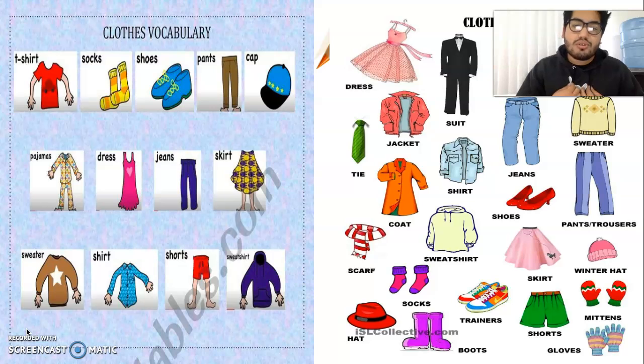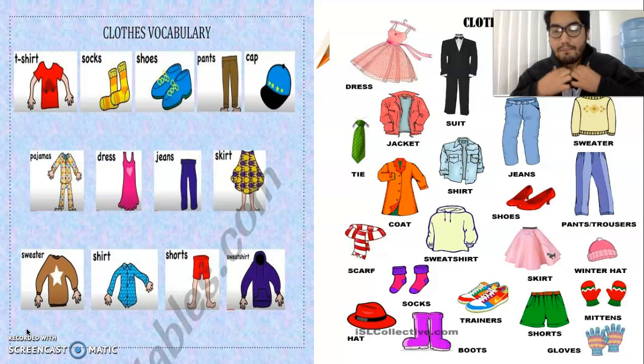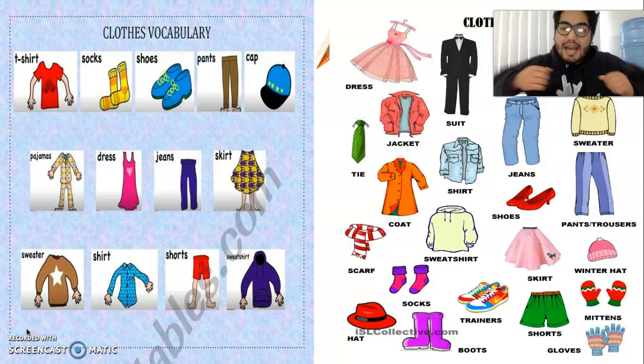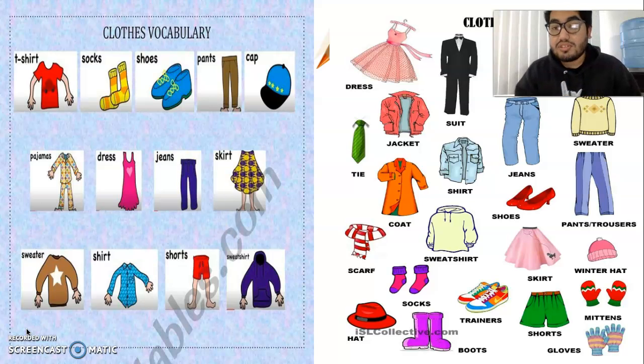We learned about the t-shirt, the pajamas, the pants or trousers, the shirt, jeans, sweaters, shoes, shorts, boots, a tie, a scarf, a blouse, and stuff like that. This is just a reminder of what we saw. We saw the trainers, the gloves, the mittens, the shirt, the sweatshirt, the dress, the skirt, all of that, the jacket, the coat, socks, all of that.